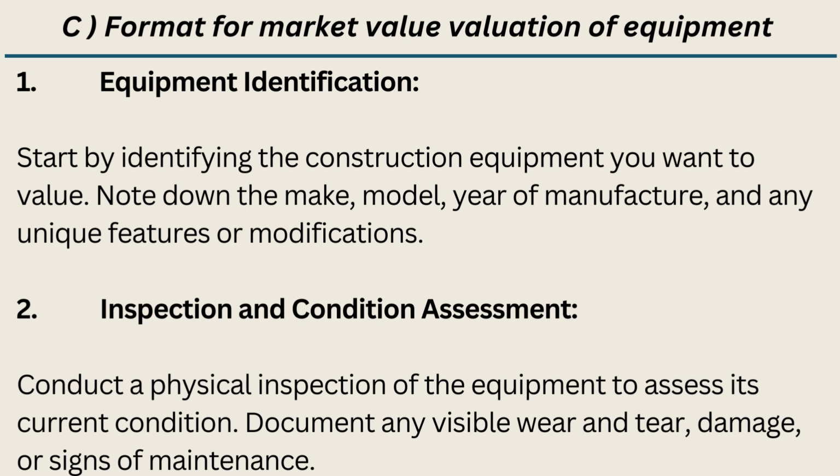1. Equipment identification. Start by identifying the construction equipment you want to value. Note down the make, model, year of manufacture, and any unique features or modifications. 2. Inspection and condition assessment. Conduct a physical inspection of the equipment to assess its current condition. Document any visible wear and tear, damage, or signs of maintenance.